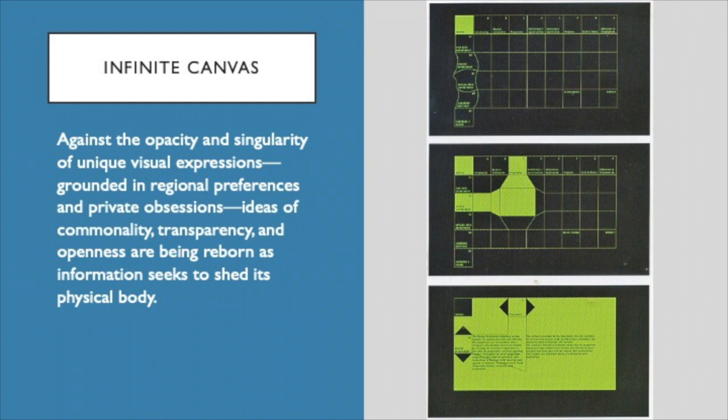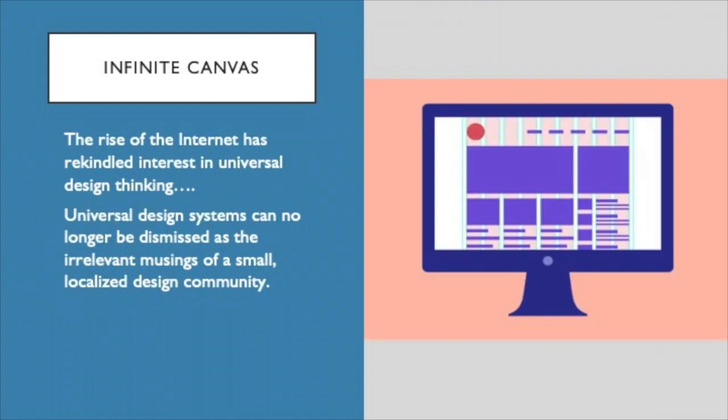So we're thinking about ways in which we can use this kind of structure to impart ideas, but that again, it doesn't have to be kind of boring and rigid, but that we can use it as a way of ordering our ideas and information, but still having it be active. And the internet has rekindled this idea of universal design thinking.